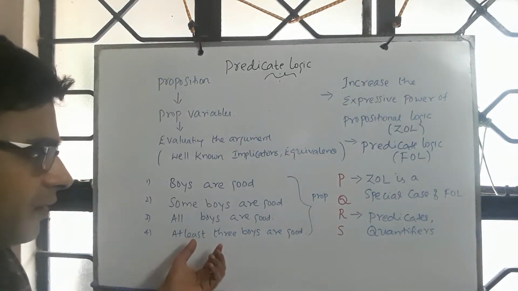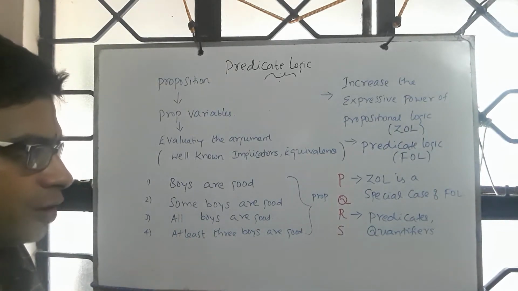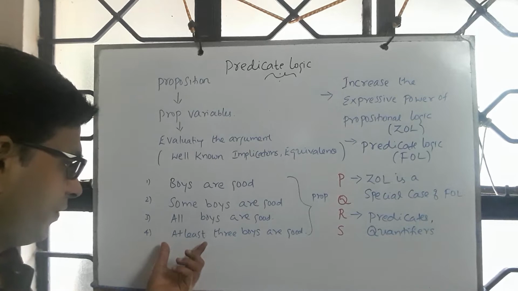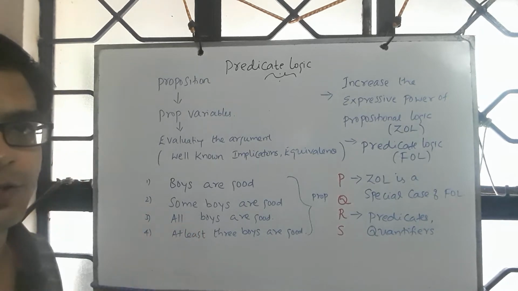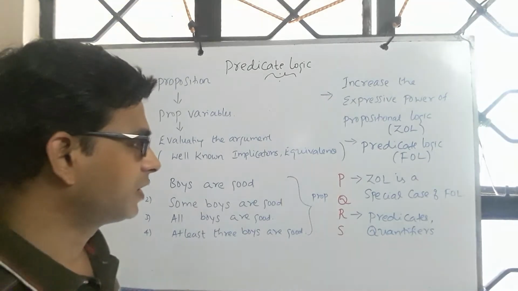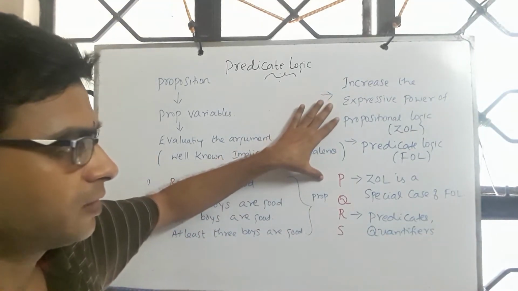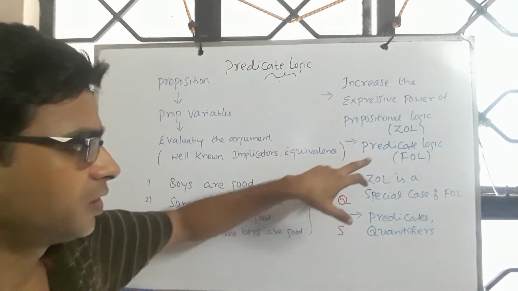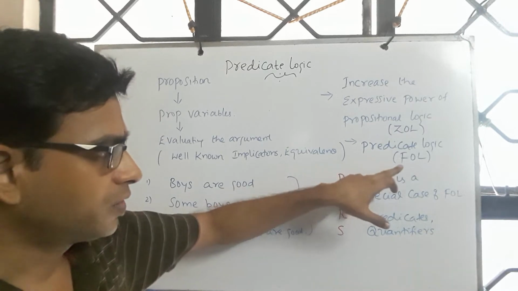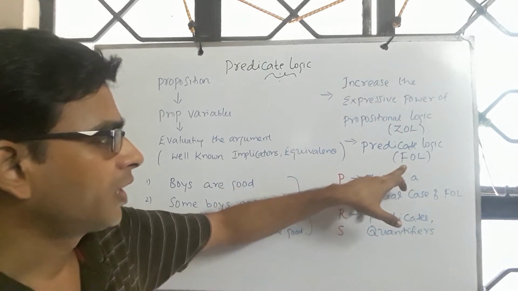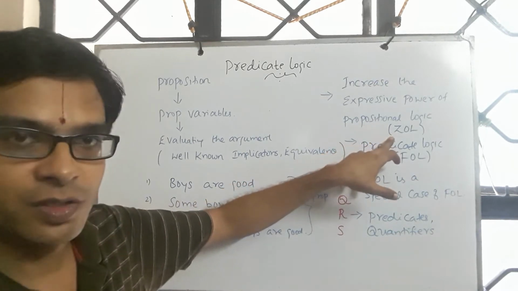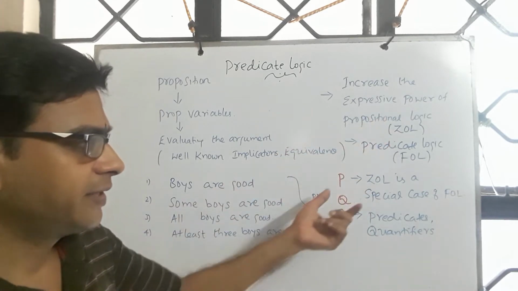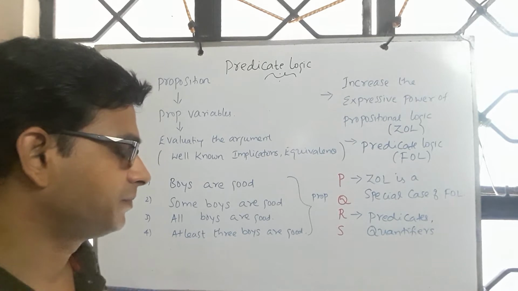But this is something we need when we prove a logical argument with respect to specific phrases like at least 3, all, some, and so on. So what we want is to increase the expressive power of propositional logic, and we bring in the next item, which is called predicate logic, also called first order logic in the literature. Propositional logic, we call it zeroth order logic, and it is only a special case of first order logic.